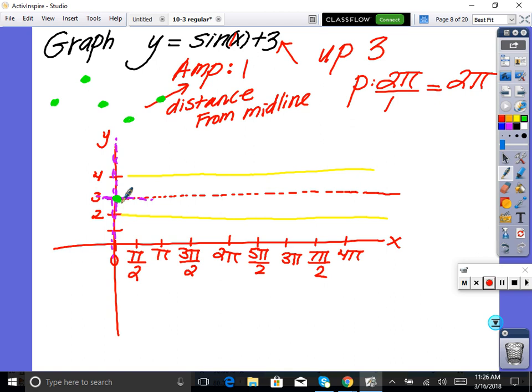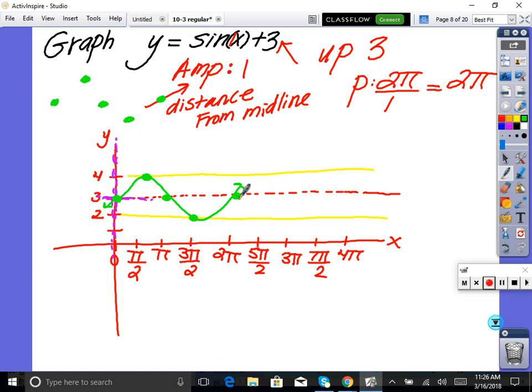So 0. Next tick mark. I go to my next tick mark, clear to the max. Next tick mark, 0. Next tick mark, min. 0. Make sure your period ended at 2 pi. Yep. So I can now draw. Don't go above your amplitude. The amplitude still has highlights. We shouldn't come out of those highlights.